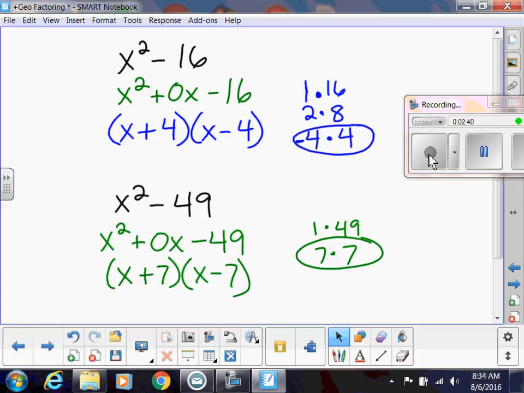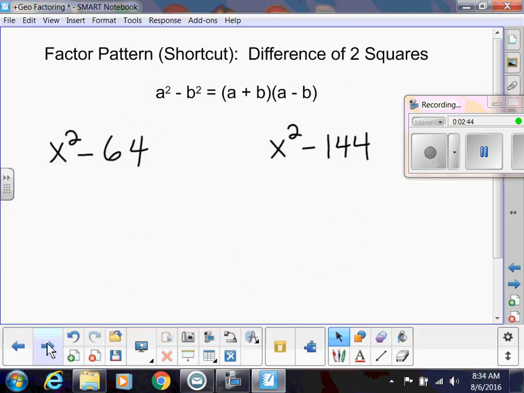Noticing this pattern, this is a factor pattern, think of it like a shortcut. It's called the difference of two squares. We call it this because the difference of two squares describes what we are given. If I'm given something with a minus sign between two terms, that's the difference, the subtraction. And then I'm talking about two squares because these terms are going to be perfect squares.